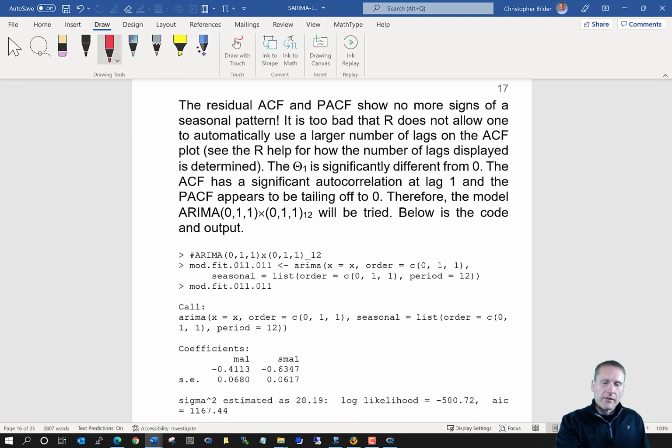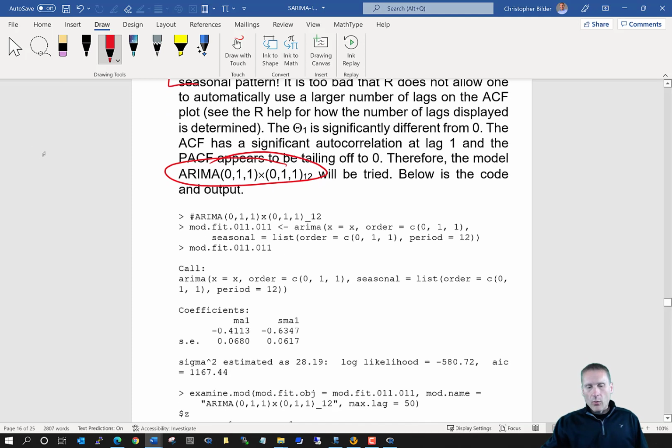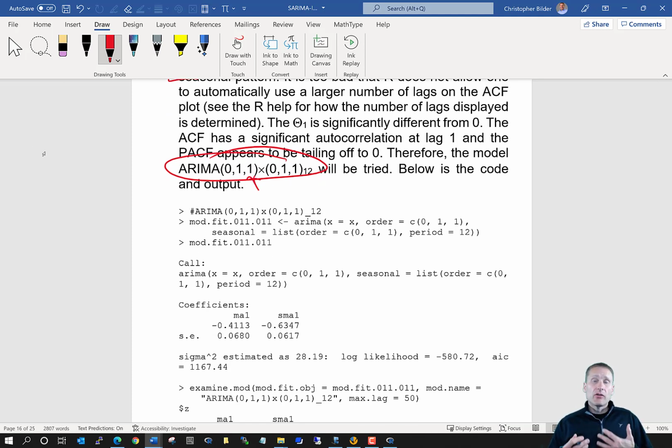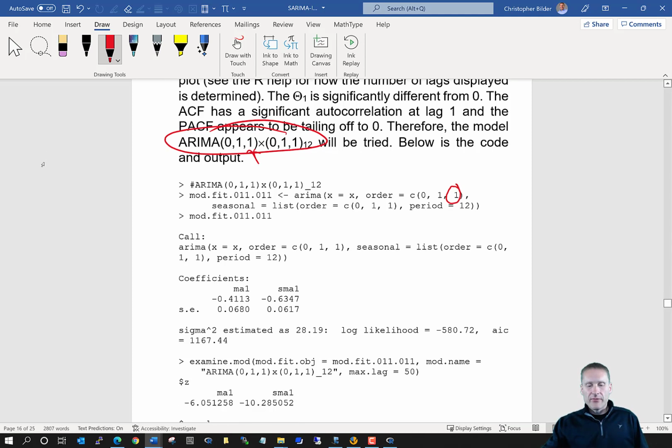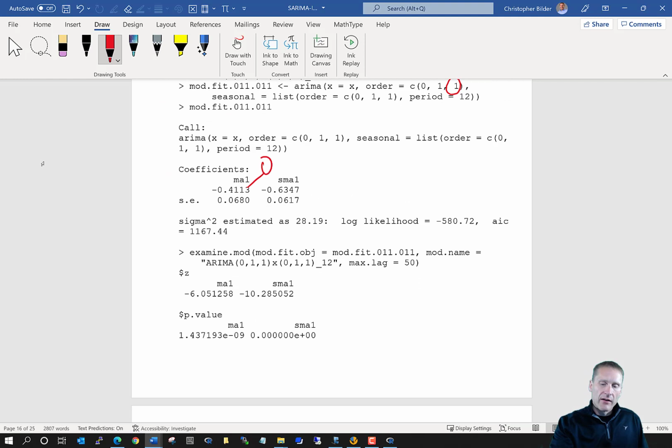So, in summary, the residual ACF and PACF show no more signs of a seasonality pattern. That's good. What this is all telling me is that I need to consider this particular model where I added the moving average component to the non-seasonality aspect. So let's go ahead and estimate that model. My code is exactly the same as before, but now I've added a 1 there instead. Here is little theta hat 1. Here's capital theta hat 1. Notice it says S in front of MA. I didn't mention that before. That says seasonal moving average, the first.